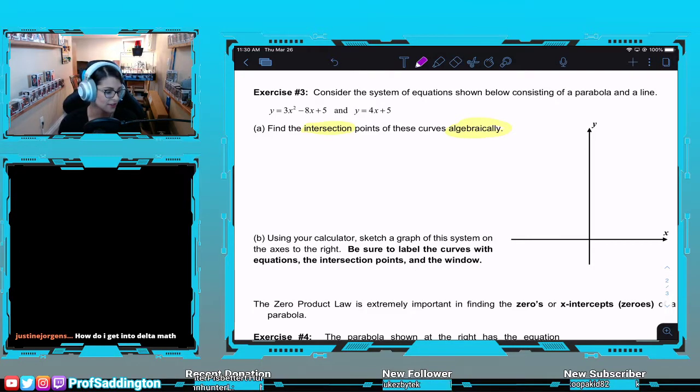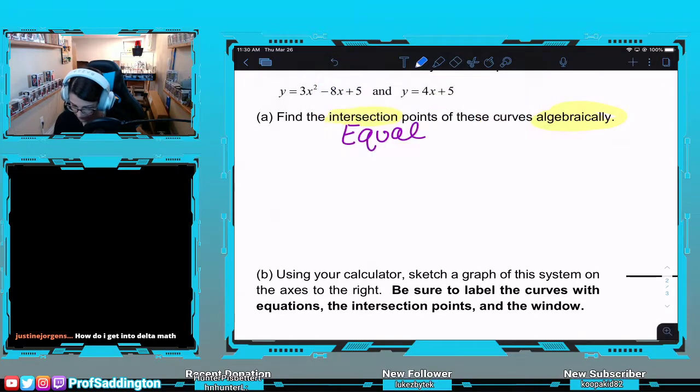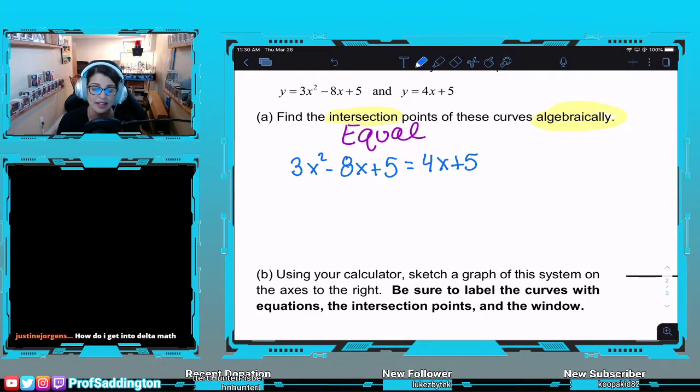All right, so if I want to see where things intersect, that means I want to know where these two are equal. Where are these two points physically equal? So if I want to know where something's equal, I'm going to set my equations equal to one another. So that means I'm going to have 3x squared minus 8x plus 5 equals 4x plus 5. And now it's just like that example we did above, example D.